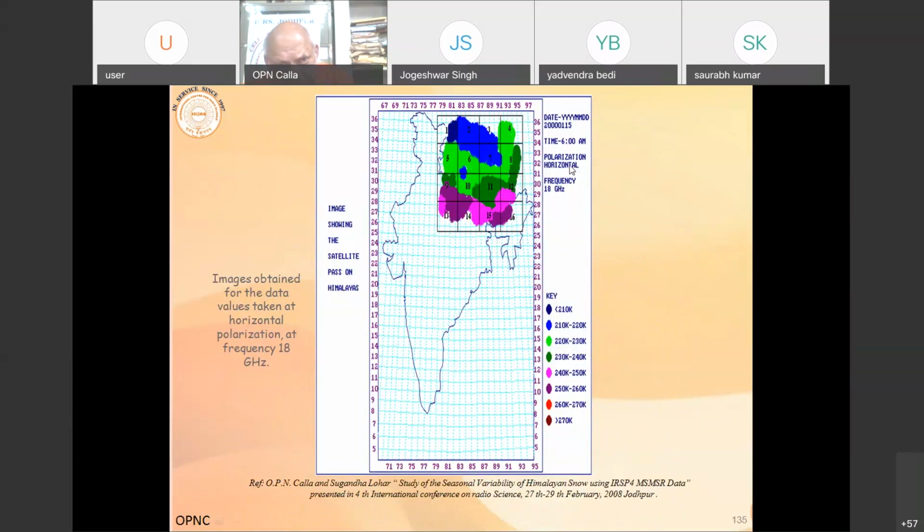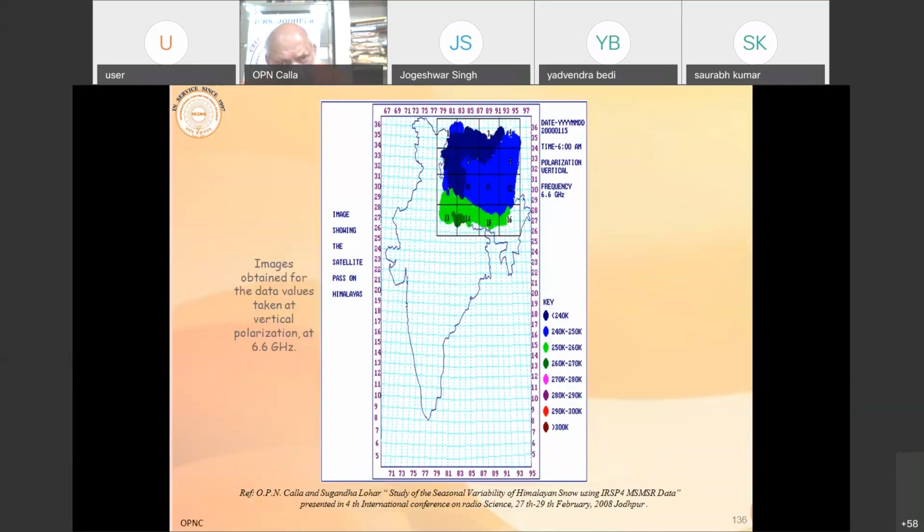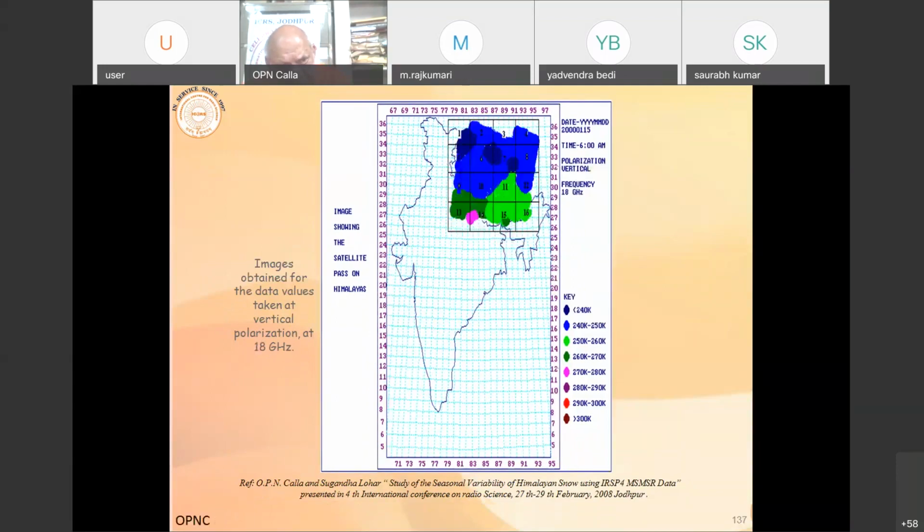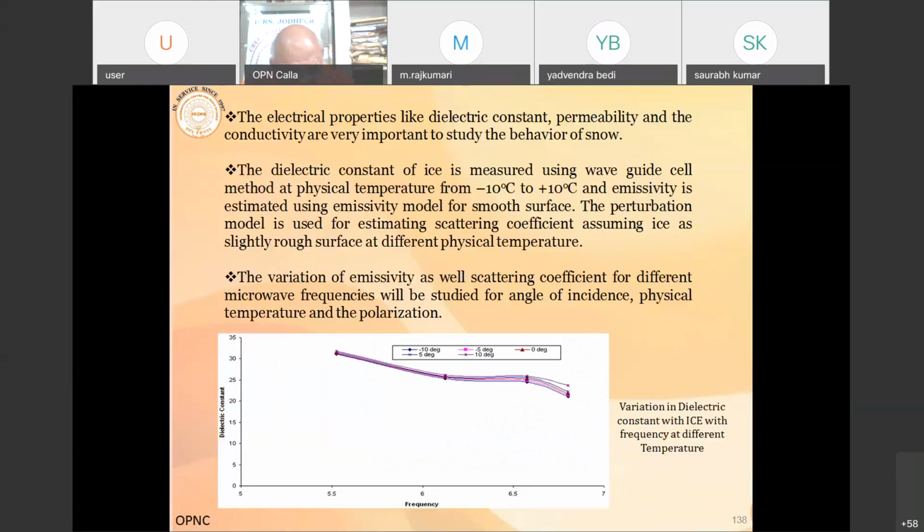And this production is horizontal and vertical, and in that itself, we get a difference. Here, with the vertical polarization, we get larger depth, and this is almost close to here. This again is almost close to here. And this is the largest depth-wise.